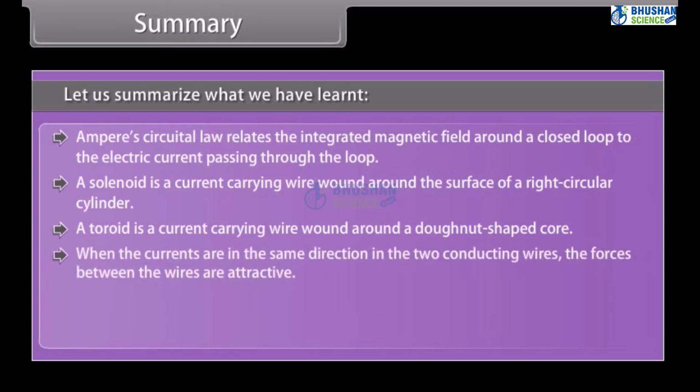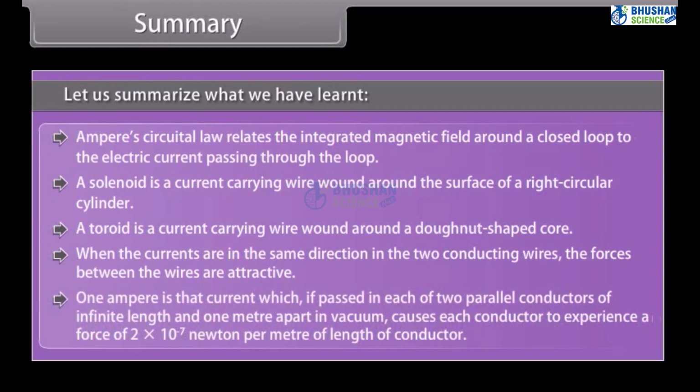When the currents are in the same direction in the two conducting wires, the forces between the wires are attractive. 1 ampere is that current which, if passed in each of two parallel conductors of infinite length and 1 meter apart in vacuum, causes each conductor to experience a force of 2 into 10 raised to the power minus 7 newton per meter of length of conductor.